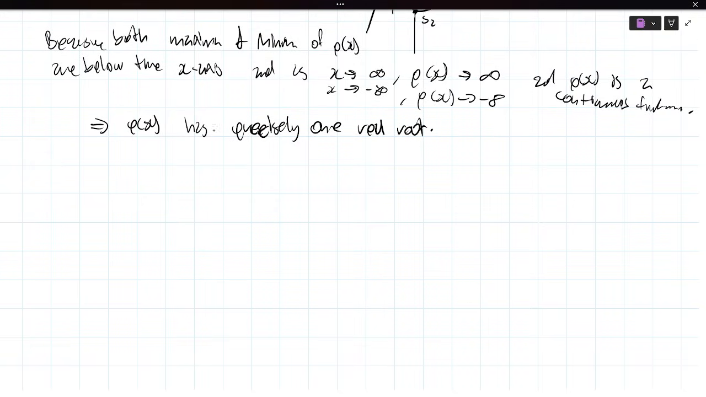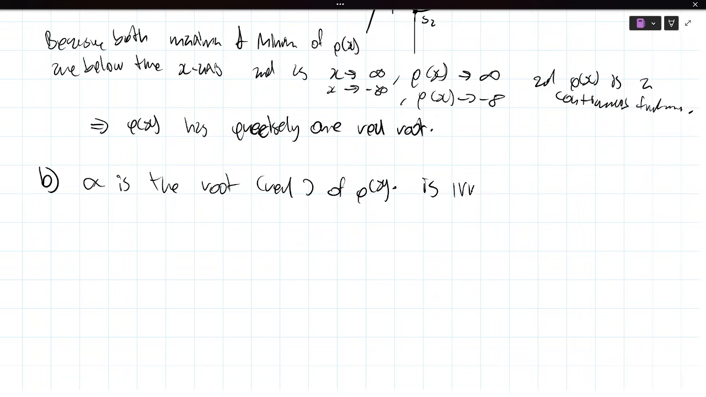Now, the second part of the question is quite interesting, because I need to show that this real root, which I will denote as alpha, is irrational. To understand how to do this, I'm going to employ a theorem called the rational root theorem.